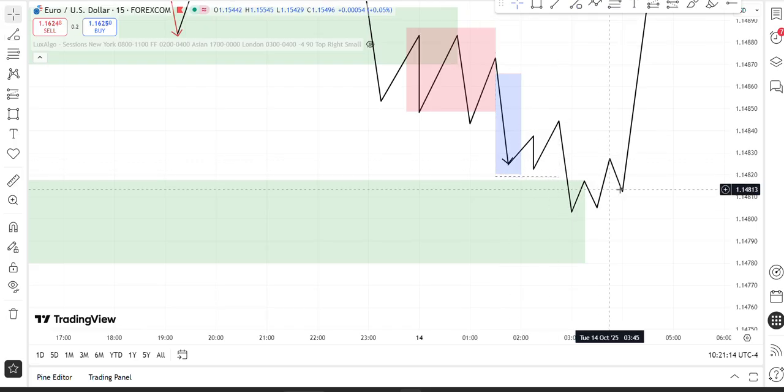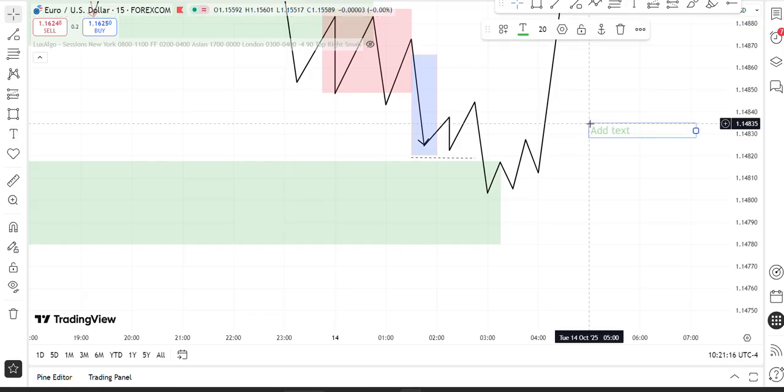There are three types of liquidity I want you to focus on. It's going to be minor liquidity, which I'll tell you, and medium and major. There are three types of liquidity, very important.